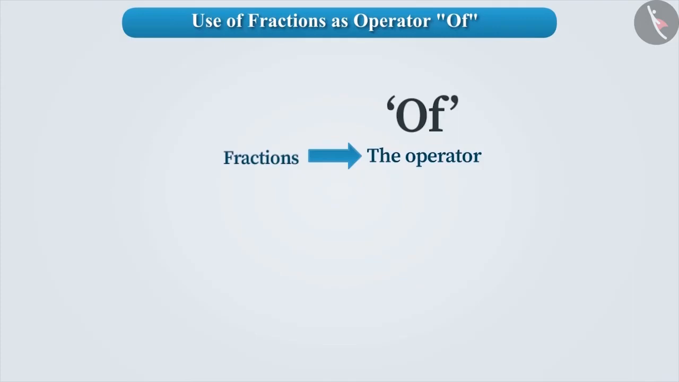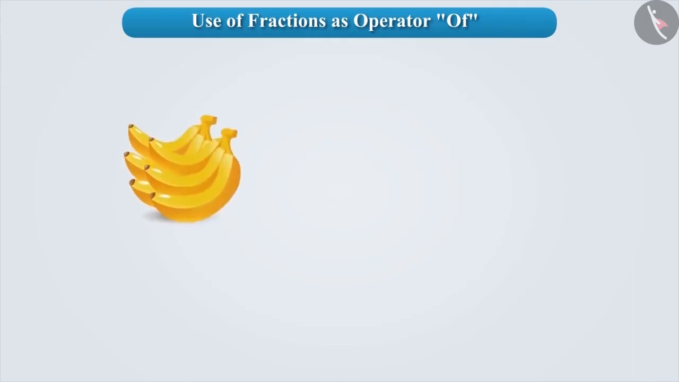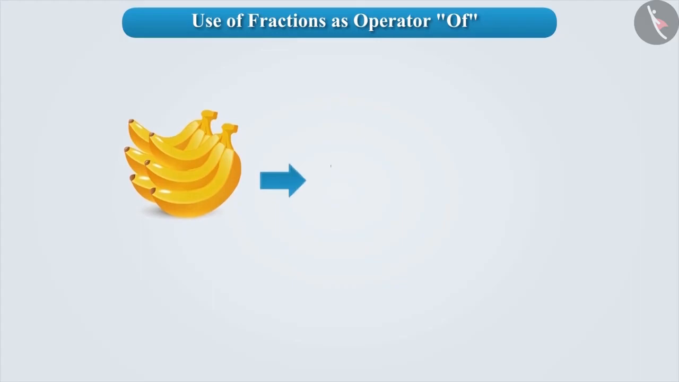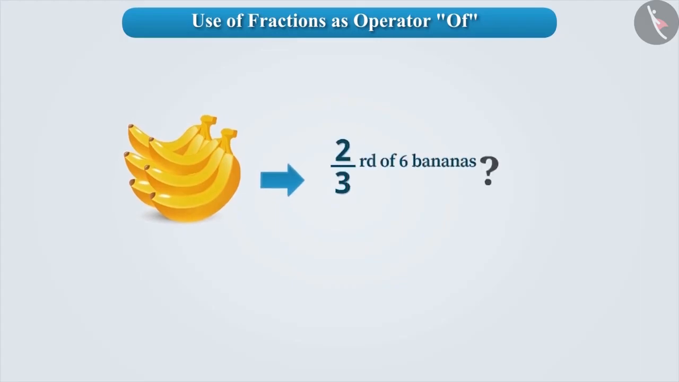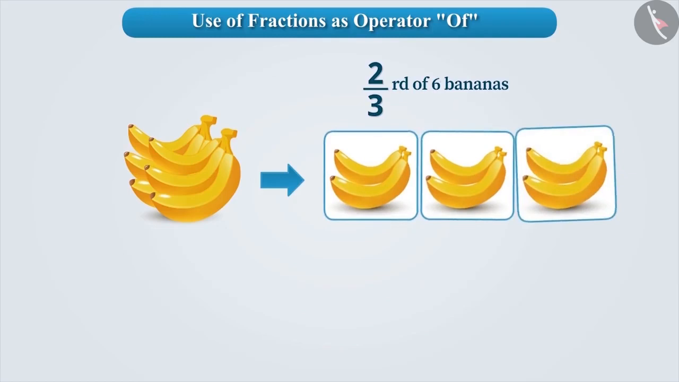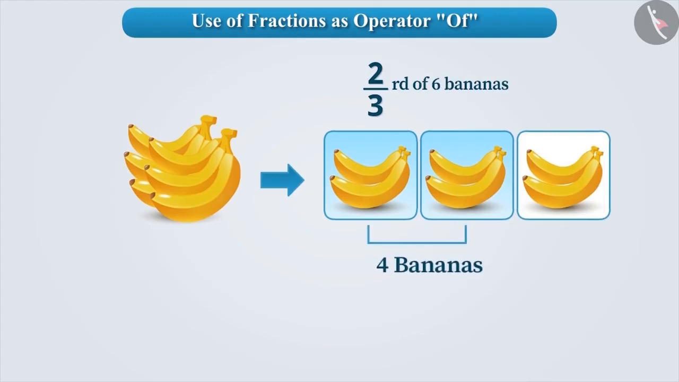Let us understand this. There are 6 bananas here. Can you guess what will be 2/3 part of these 6 bananas? Think a bit. Okay, let me tell you. Here, we first have to divide 6 bananas into 3 groups and take out 2 of these 3 groups. Hence, we can say that 2/3 part of 6 bananas is 4 bananas.